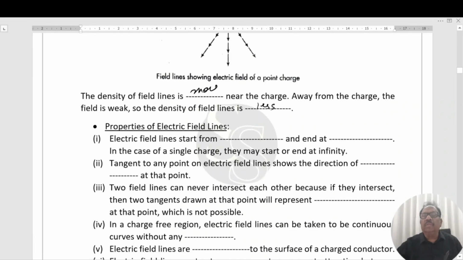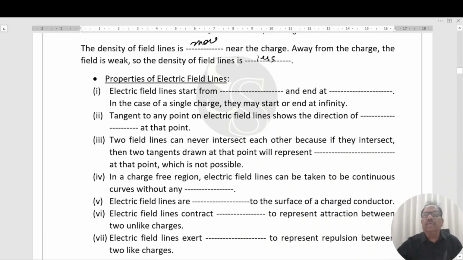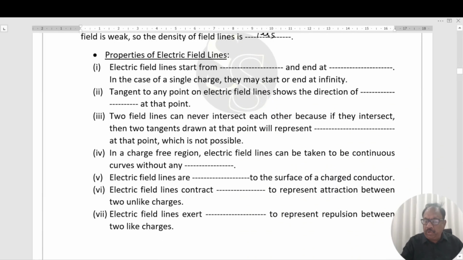Now, properties of electric field lines. The direction of electric field lines is away from positive, radially outward. Next, electric field lines start from a positive charge and terminate at a negative charge. In case of a single charge, they may start or end at infinity. Third, the tangent at any point on an electric field line shows the direction of the electric field at that point, right?